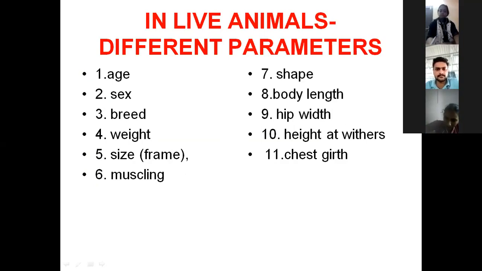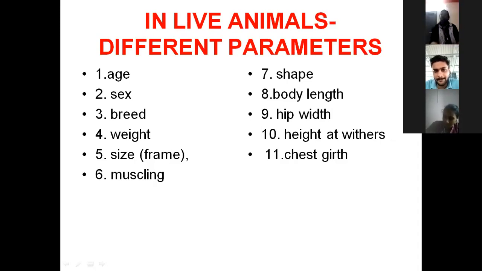When you go with the live animal grading, what are the parameters you have to look into? One is the age. As the age increases, the meat becomes tougher. Another is the sex. For example, in the case of goat, the meat of the male goat is better than the female. Certain breeds are there. For example, the black Bengal will be a better breed compared to other breeds, in palatability and taste and other things.